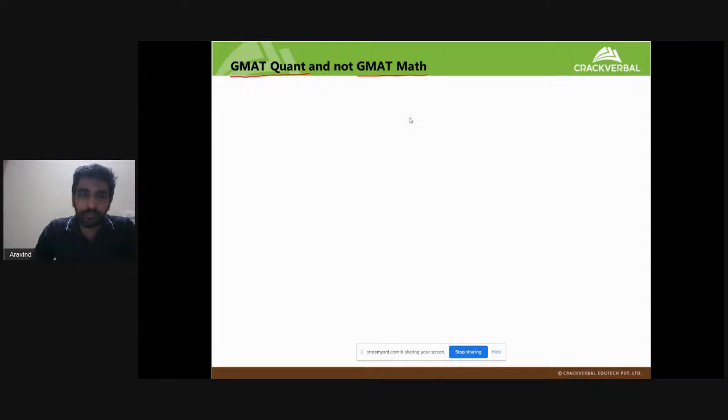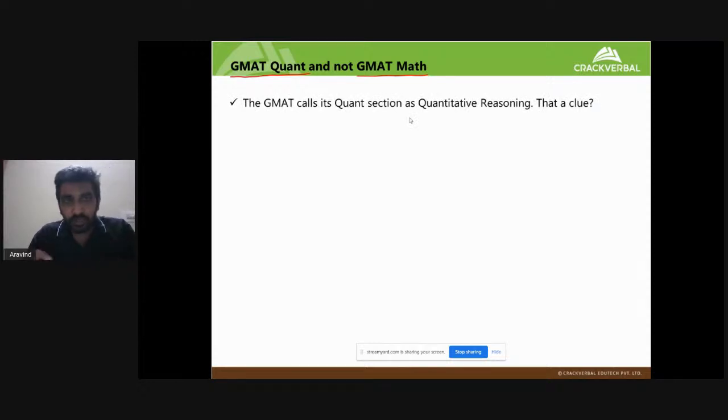Don't equate it to math, because the GMAT calls its quant section quantitative reasoning. It doesn't call it quantitative ability. It calls it QR. Now, is that a clue? I think it is. Just by the nomenclature, I think GMAT tells you that math skills alone will probably not take you across the line. You'll have to build your logical skills, your analytical reasoning skills, and use a lot of common sense when you're solving quant questions.